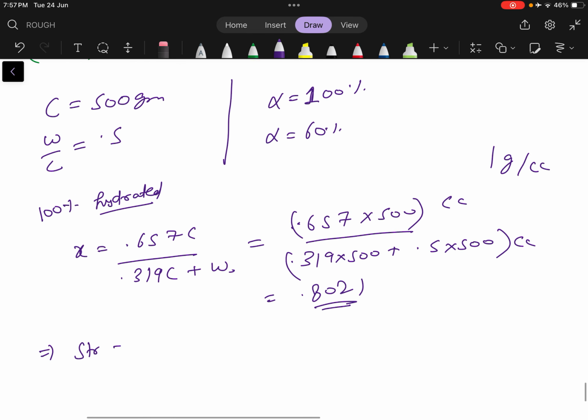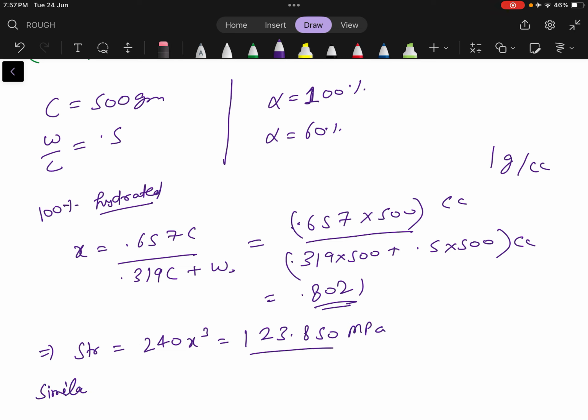So strength is equal to 240 x cube, that is 240 into 0.801 cube. It comes out to be 123.850 MPa. Similarly, do for alpha equals 60%. Your answer equals 44.44 MPa.